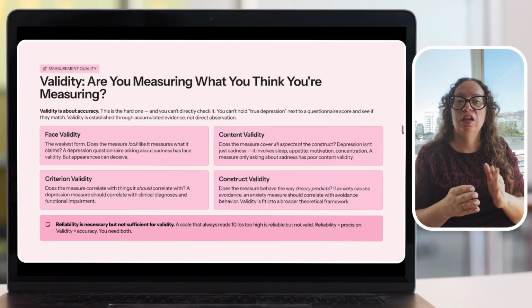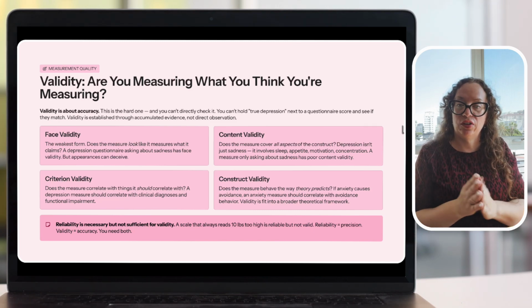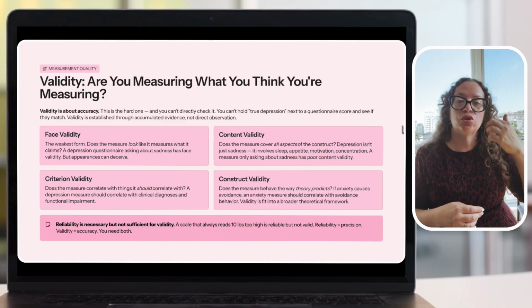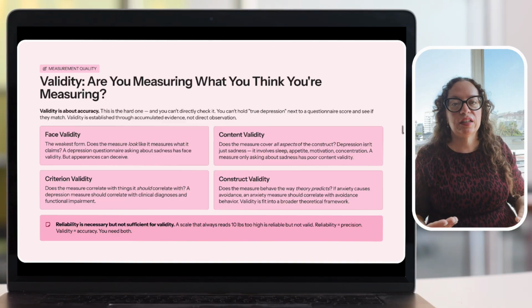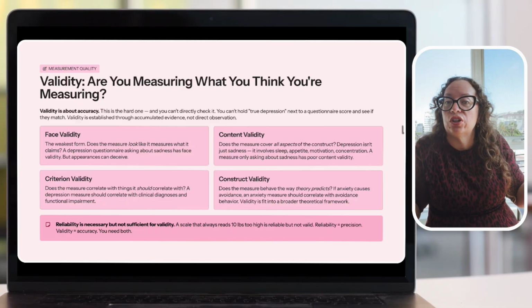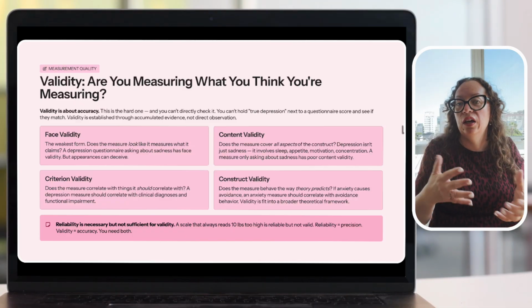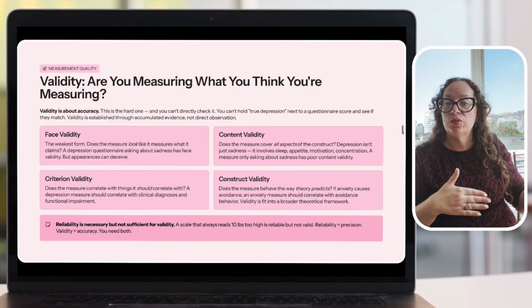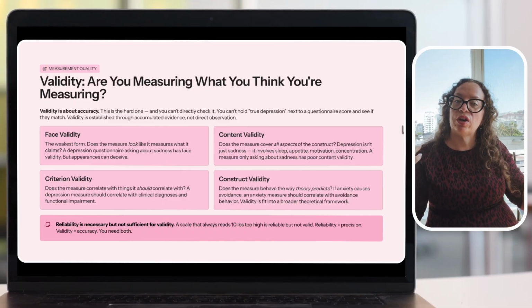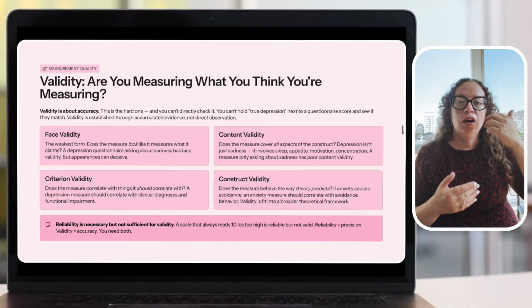Fourth, construct validity. Does the measure behave the way the theory predicts? If the theory says anxiety causes avoidance, an anxiety measure should correlate with avoidance. If the theory says anxiety and depression are different things, the measures should be distinguishable. They should correlate, but not too highly. And they should predict different outcomes. So construct validity is about fitting the measure into a broader theoretical framework. Does it act like the construct should act according to your theory?